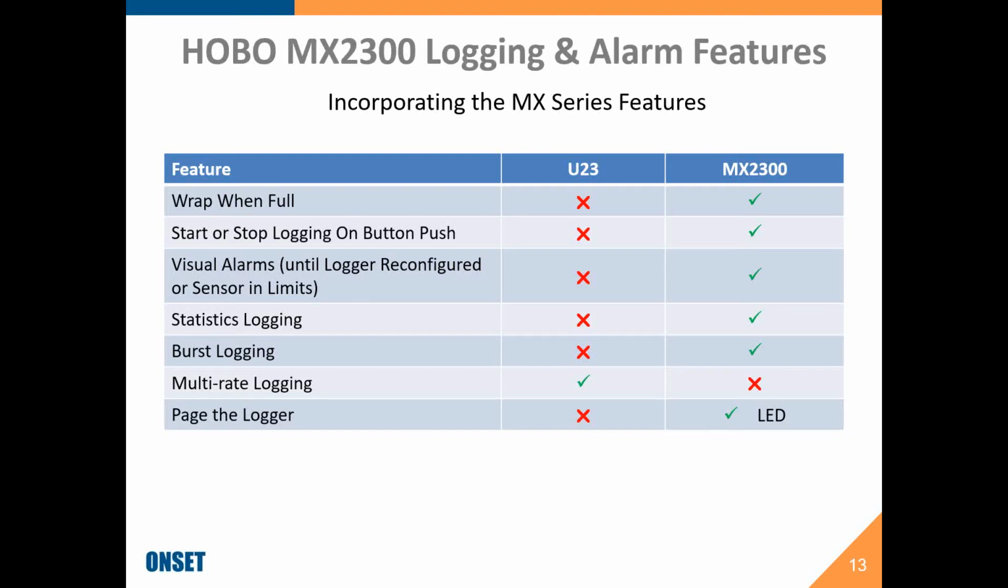As I mentioned before, it has a start and stop logging on a button push. So that's one of the neat things about having that button. It does have the visual alarms, and you have 2 modes of operation. You can either configure it to, once it goes into an alarm condition, remember that it went into an alarm condition and continue to flash that alarm LED, or you can have it when it goes back within limits to turn off that alarm indication. So that's your choice. You can independently configure both high and low alarms for each of the sensors in the logger. So if you've got a temp RH logger, you can have one alarm for temperature and one for RH.